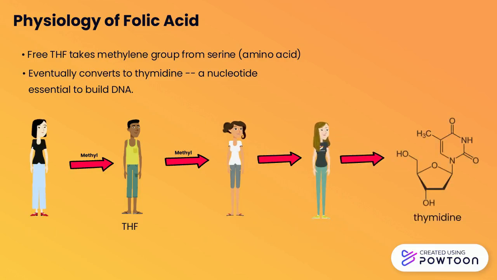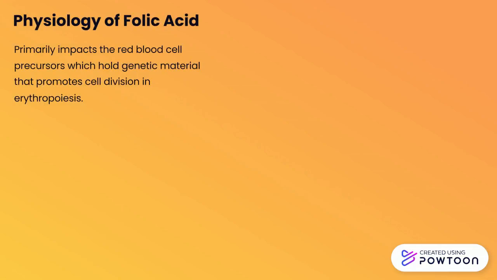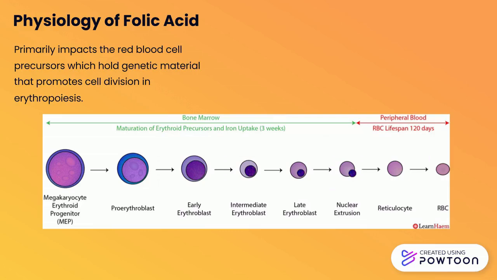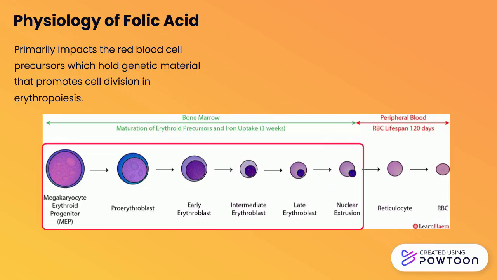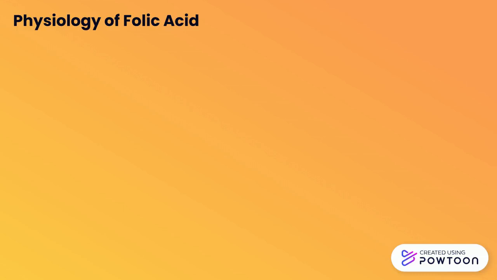Since folic acid plays a huge role in cell division, it also plays a huge role in creating red blood cells through the process of erythropoiesis. It primarily affects the red blood cell precursors, which hold a nucleus and DNA, which promotes division of the cells to eventually create those red blood cells.